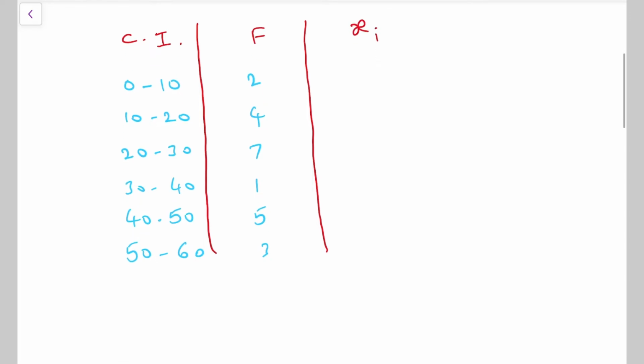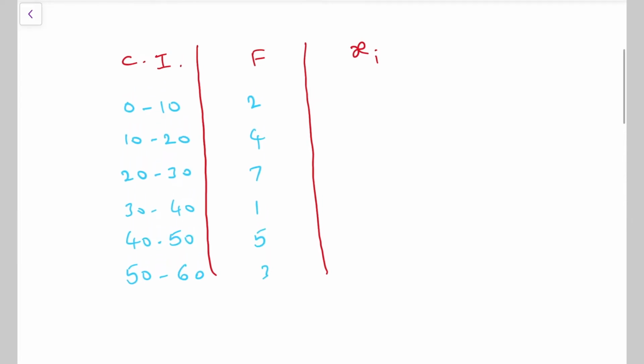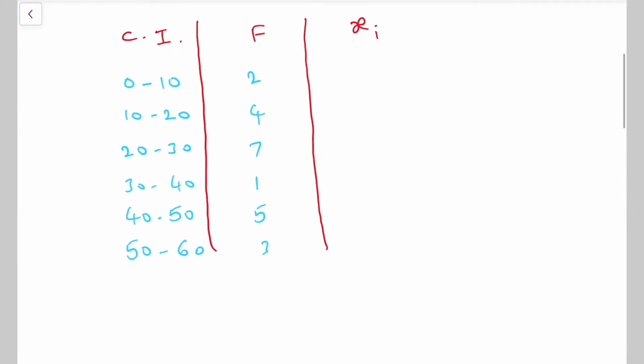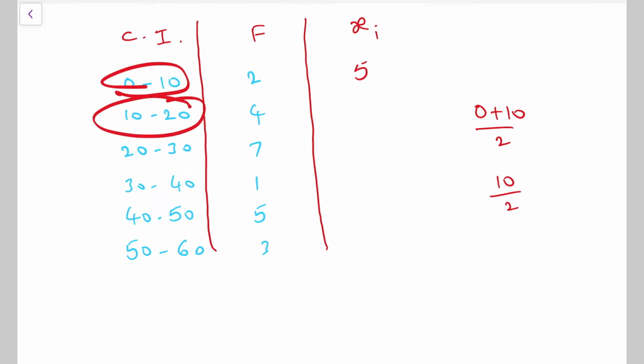Now coming to the third column, that is class marks represented with xi. So what exactly this class marks is nothing but class interval you need to take, add it, 0 plus 10, divide it by 2. 0 plus 10, 10, 10 divided by 2, 5, write that 5 here. Next, go with the second class interval. 10 and 20 is there, right? So 10 plus 20 divided by 2. 10 plus 20, 30. 30 by 2, it is 15.